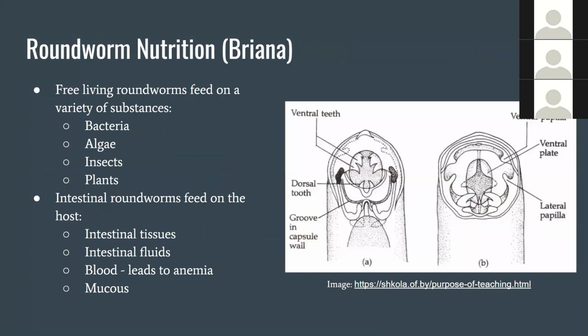Roundworms can eat a variety of things. Free-living roundworms in the environment feed off of bacteria, algae, insects, and even plants. But intestinal roundworms feed on the host with the intestinal tissues and fluids. They can eat blood, which leads to anemia, and they also eat mucus.